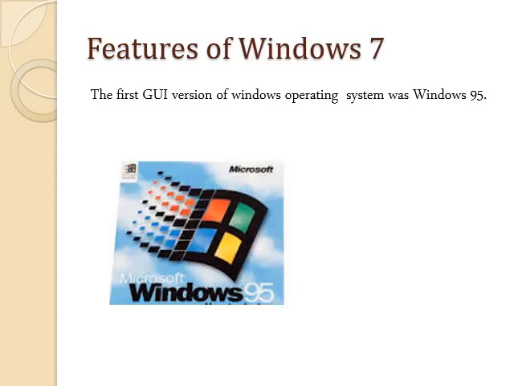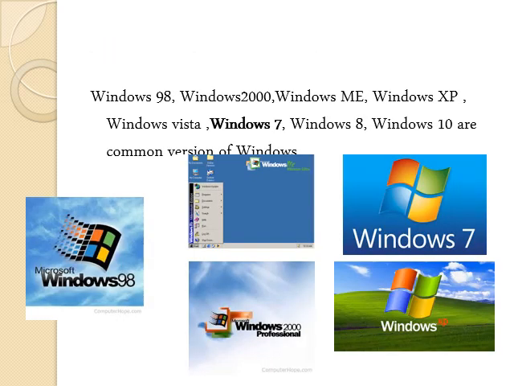The first GUI version of Windows operating system was Windows 95. After that, many more versions of Windows were released, such as Windows 98, Windows 2000, Windows ME, Windows XP, Windows Vista, Windows 7, Windows 8 and Windows 10. But Windows 7 is the most popular version of Windows and it is widely used also.